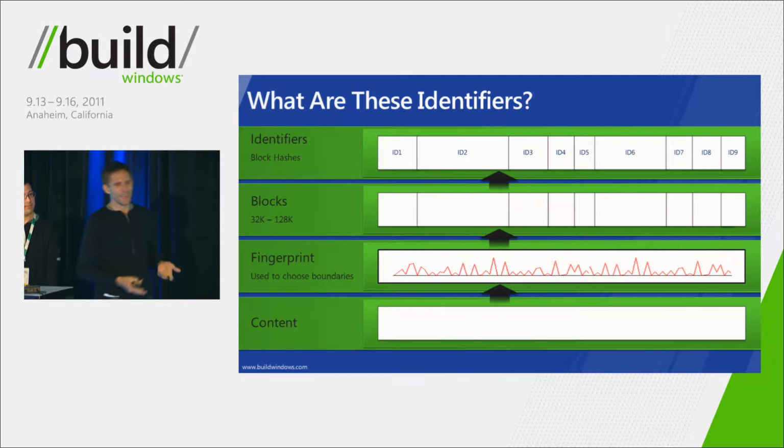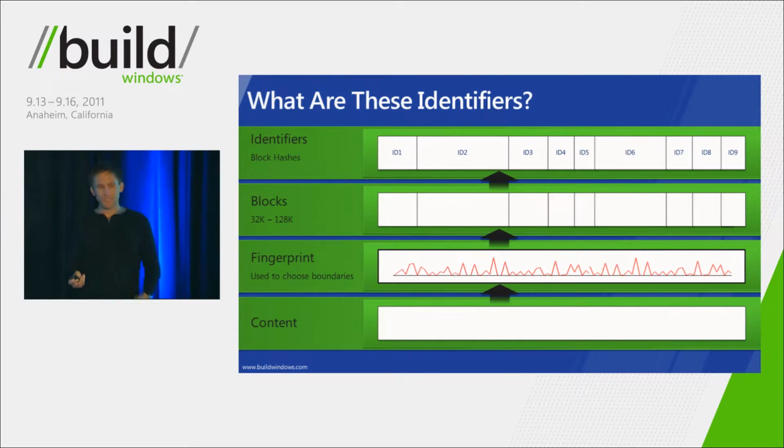Okay, so what are these identifiers that I'm talking about here? What are you doing with my data, Tyler? So what we do is we take your data and we cut it up into pieces, and those identifiers are derived from hashes that are calculated over the pieces of the content that you're trying to accelerate the download of. So we take your data, we run it through a fingerprinting function.